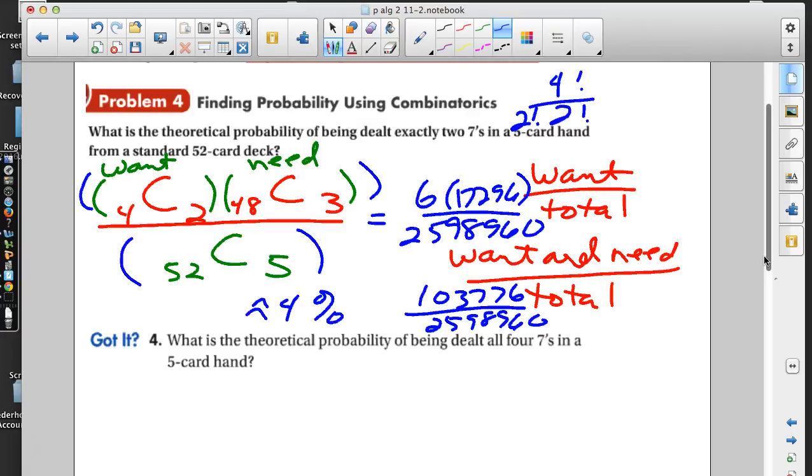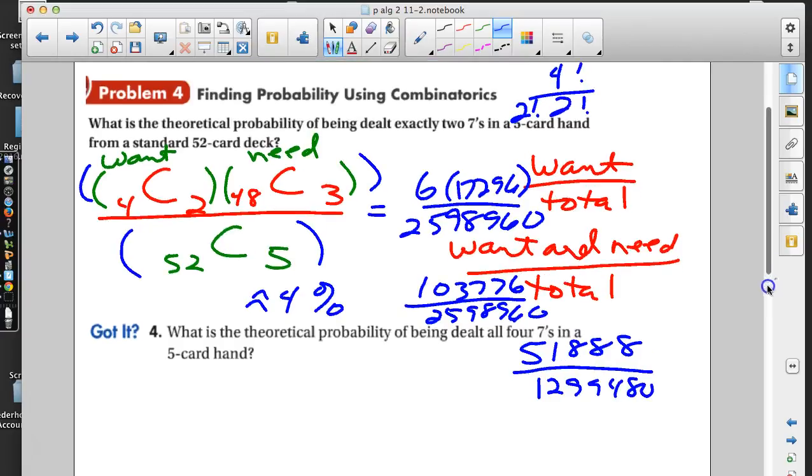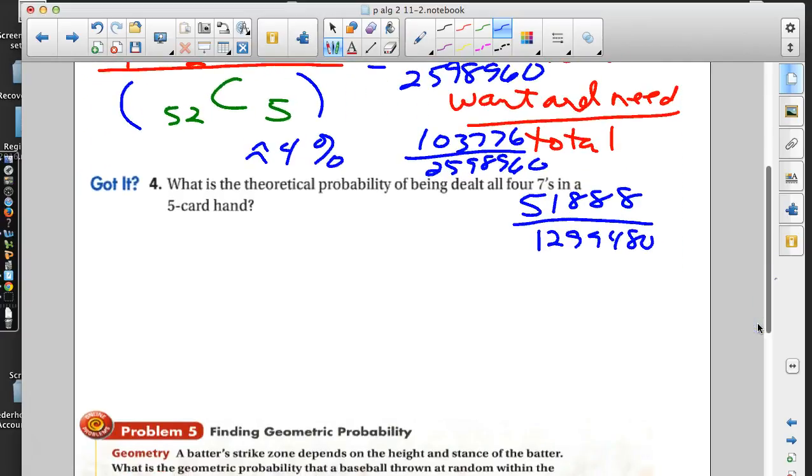103,776 divided by 2. 8960 divided by 2. We notice, okay, those are both even again. Give it another try.